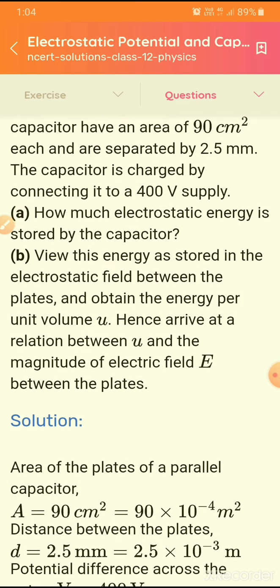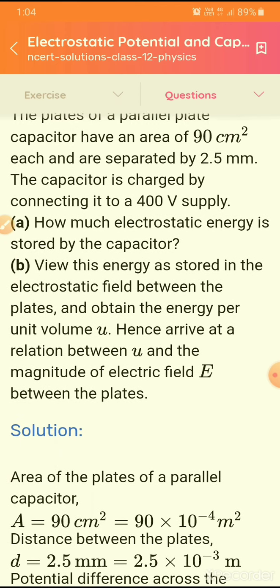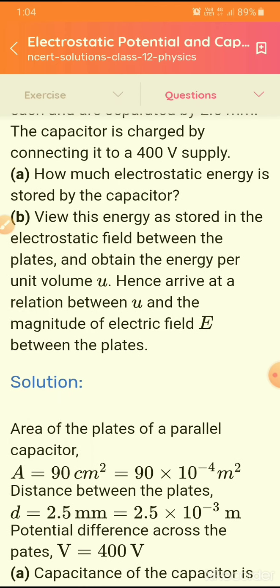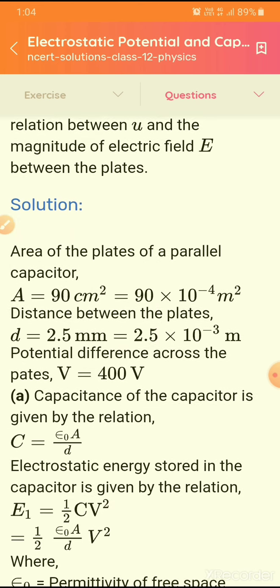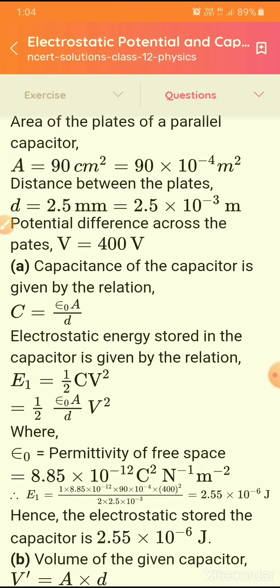So, first we have written the area of the plate of the capacitor as A is equal to 90 centimeter square. 90 centimeter square can be converted into meter square, that is, 90 into 10 to the power of minus 4 meter square. Distance between the plates will be D is equal to 2.5 millimeter. We have to convert it into meter, so into 10 to the power of minus 3, so 2.5 into 10 to the power of minus 3 meter. Potential difference will be V is equal to 400 volts.